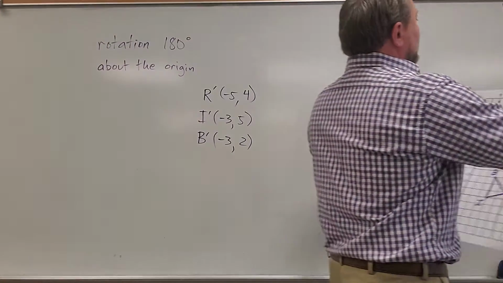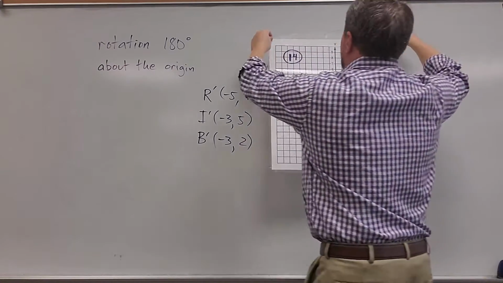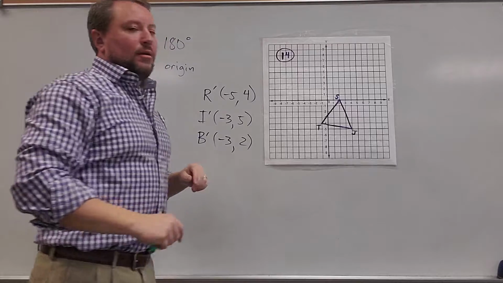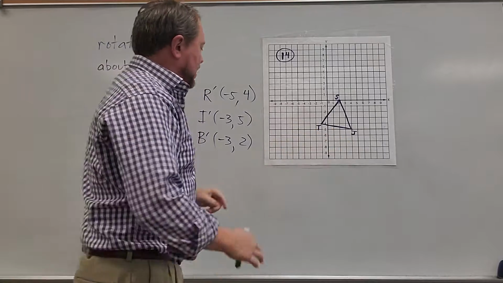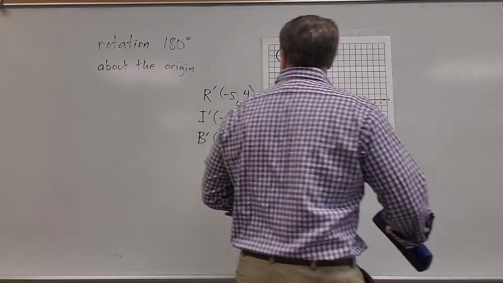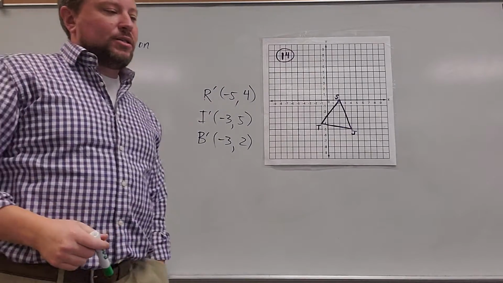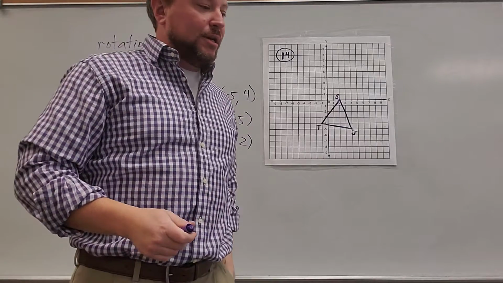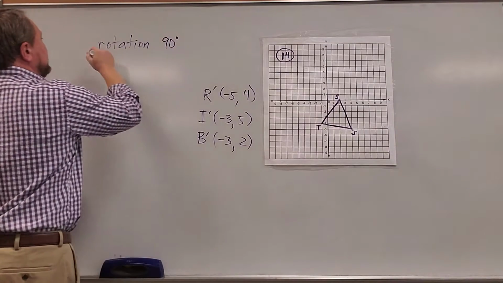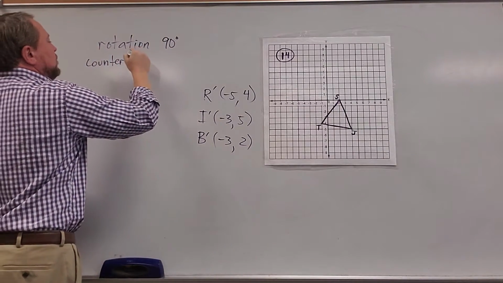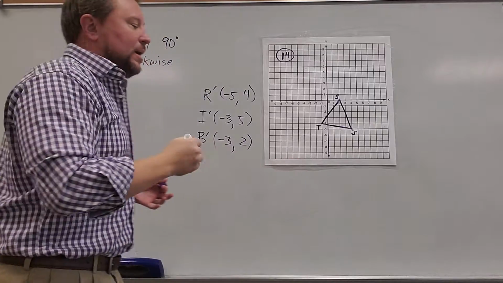Okay, so I'm going to look at problem number 14 now, which I have a copy of up here as well. Here's our original triangle, STJ. And we are going to, again, do a rotation. But this time, they tell you that the rotation on this one is only going to be 90 degrees, and it's counterclockwise. So this is a rotation of 90 degrees counterclockwise. Again, though, around the origin. So about the origin.